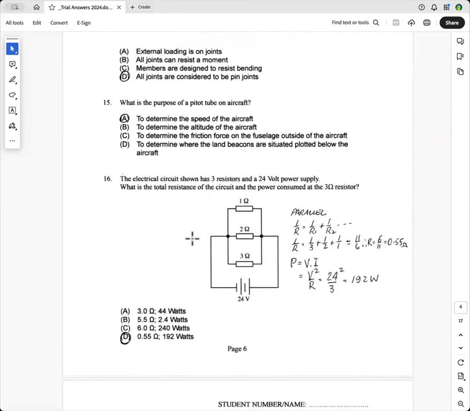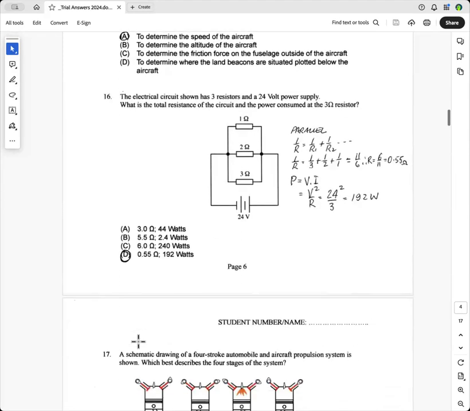The electrical circuit shown has 3 resistors and a 24-volt power supply. What's the total resistance of the circuit and the power consumed at the 3-ohm resistor? Well, these resistors are arranged in parallel. So you use the parallel formula here and you get a total resistance of 0.55 ohms. To get the power, you look down here and you're pretty sure that it's D, but if you want to, you can work out the power. Power is voltage squared over resistance, and it's 192, so the answer is D there.